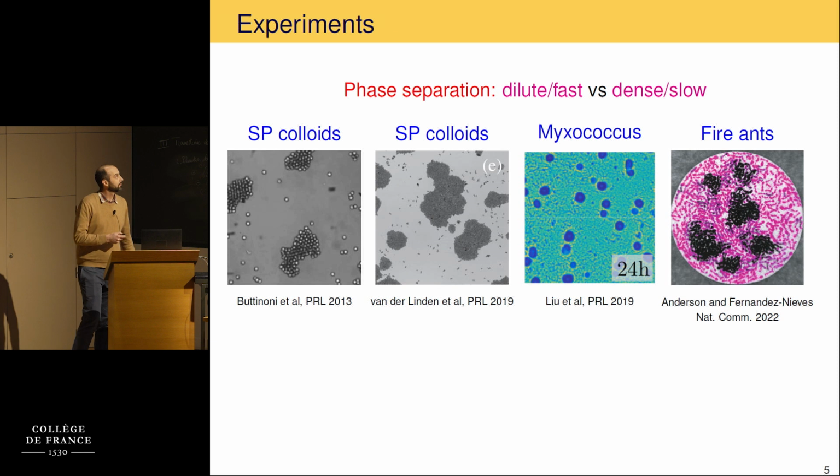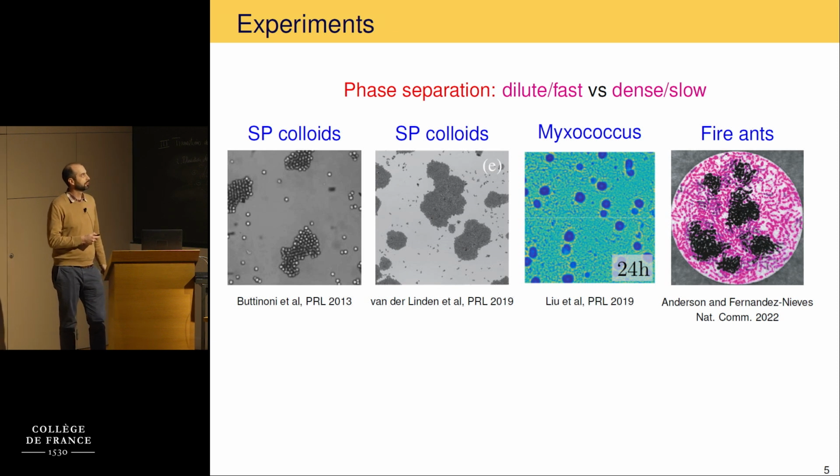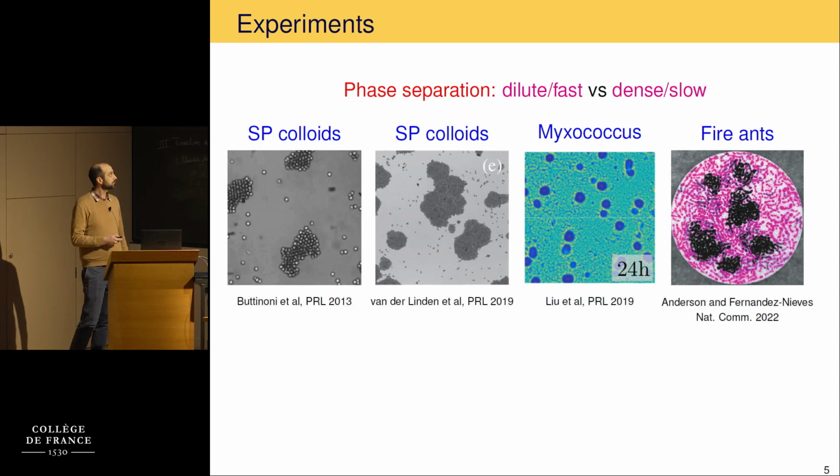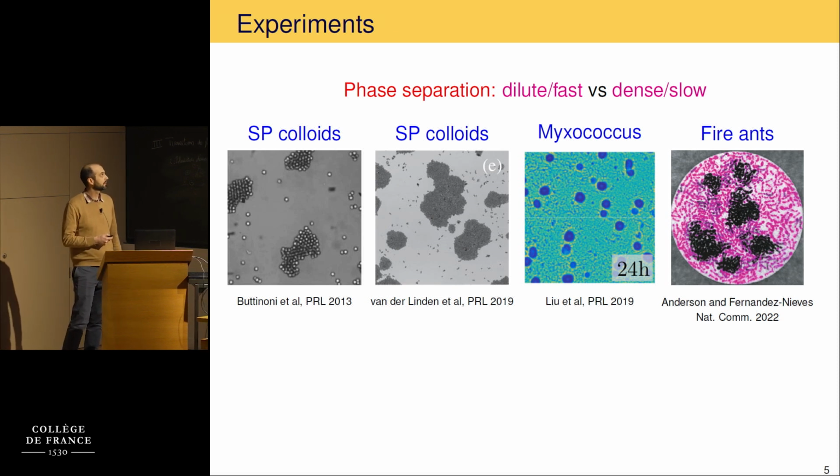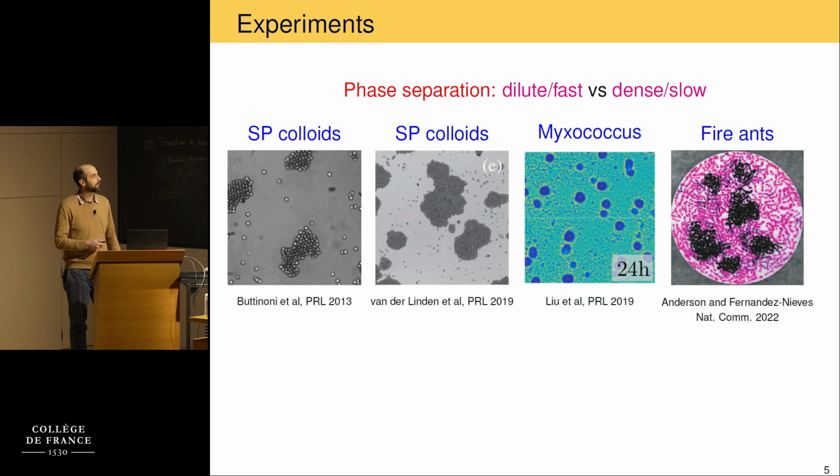Okay, so you get phase separation between a dilute phase where the particles move fast and a dense phase where they move slowly. And here are some examples of that. With self-propelled colloids, here are two different kinds of colloids. The Myxococcus bacteria I've already shown. Here it's fire ants on a plate who form this aggregate where they get dense and stop moving.